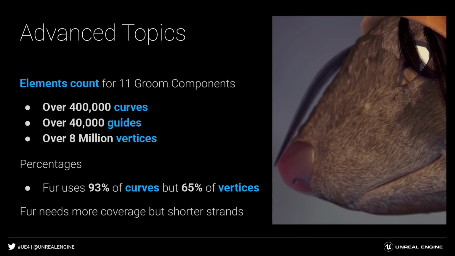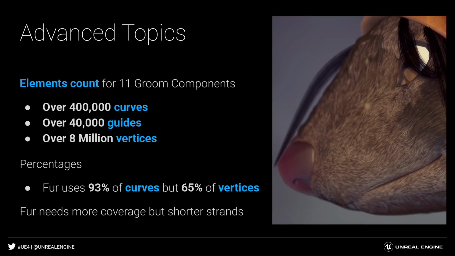And now, after witnessing how easy it is to import our groom into the engine, create a material for it, bind it to our skeletal mesh and enable simulation and enjoy experimenting with it, let's have a look at some numbers. So for the 11 groom components I created for this character, I have 400,000 curves, and from those, 40,000 guides are being simulated, for a total of 8 million vertices being processed for our hair in real time. Pretty amazing considering that the render is quite unique for the case of the hair, and it conveys certain implications.